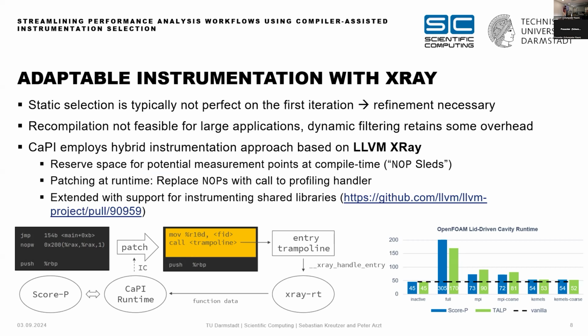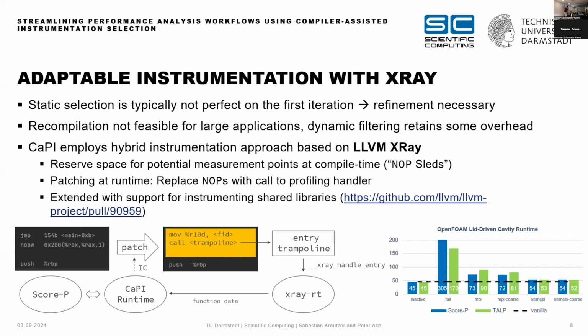The workflow is shown down here. You start with your code, which already has these NOP sleds in, and at runtime you get the information from the CAPI runtime on what you want to instrument. You do the patching, which replaces these instructions with a call to a trampoline function, which then passes the information on to the runtime, and then this can be passed on to Score-P or any other profiling tool.